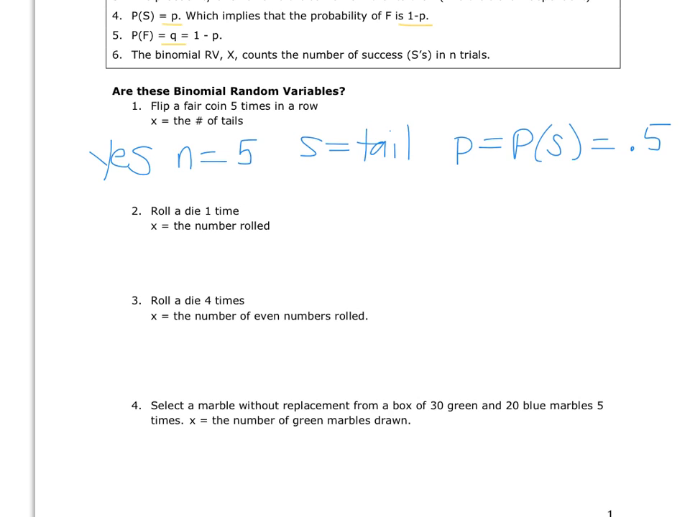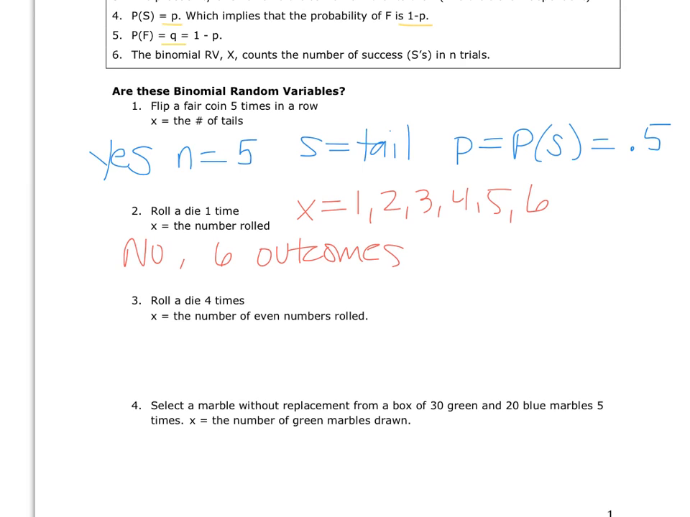Let's look at the next one. We roll a die 1 time. X is the number rolled. All right, well, we can identify the values that X is going to possibly equal: 1, 2, 3, 4, 5, 6. That is the number that is rolled on one trial. And how many is that? It's 6. It's not 2. Remember, each trial for a binomial random variable can only result in 2 outcomes. So this one is not a binomial random variable. It has 6 outcomes for one trial.